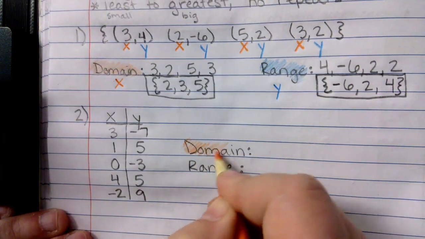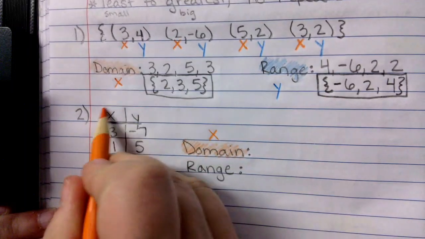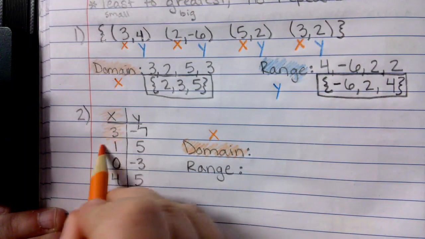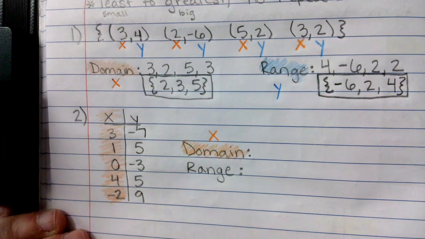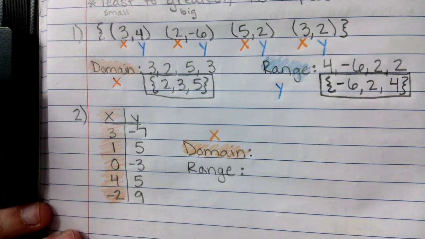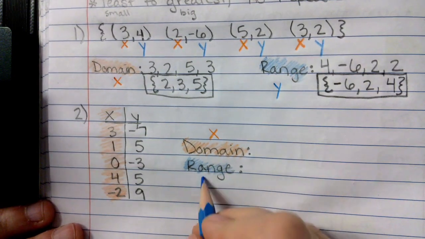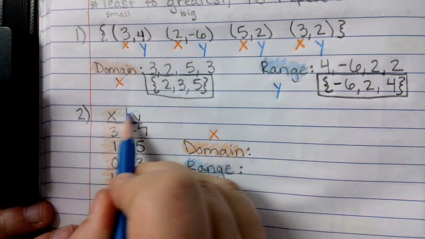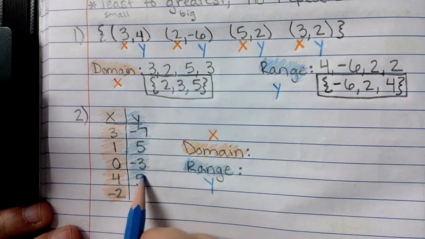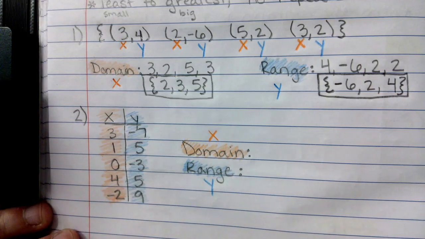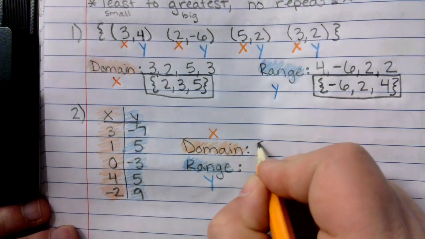Alright, so for my domain, I'm going to list least to greatest. That way it's just nice and organized for whoever's reading this. What is my least x? -2. Good, 0. I'm going to put little dots next to them so I know I did them. So -2, 0, 1, 3, and 4.